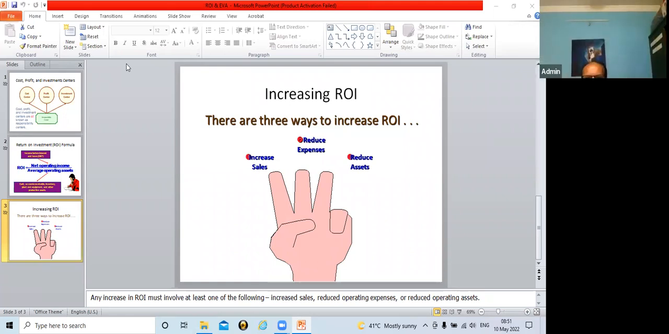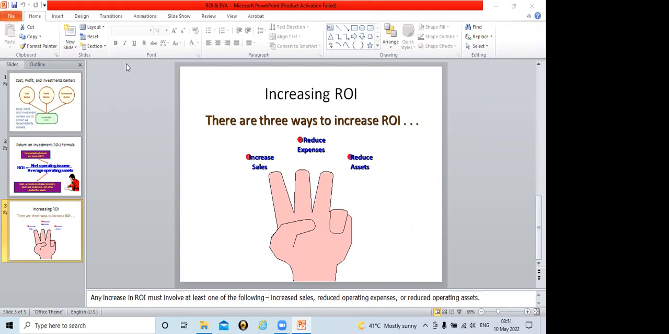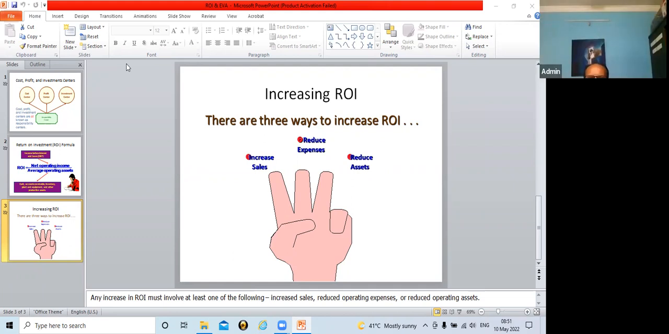Increase sales, reduce expenses. So is it possible for your company? This is possible, right? To increase sales? Yes, sir, it is possible. So please remember this. If you are appointed as a manager and asked to increase ROI, the first thing you have to highlight is whether we can increase sales. You have to ask your sales team and give a target to your sales department that henceforth the sales should be like this. So you have to increase sales, number one.